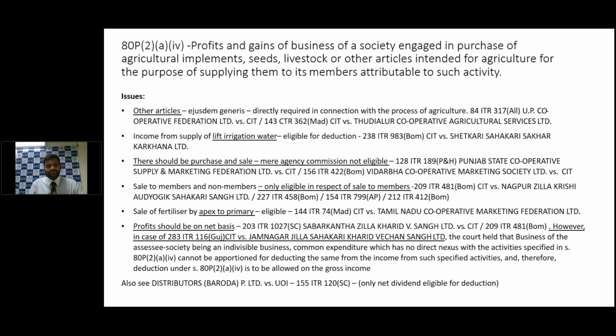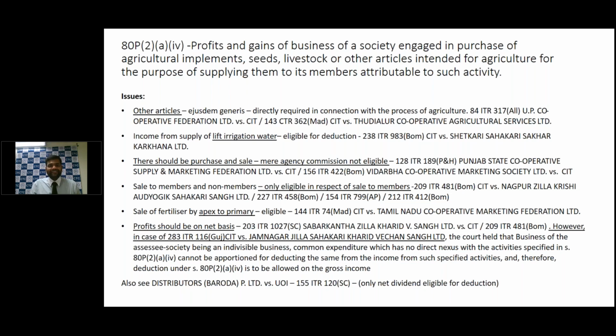The profits and gains of such society is held to be deductible under section 80P(2)(a)(iv). Now, what do you mean by the term "other articles"? The courts have held that the principle of ejusdem generis should apply, and therefore it should be something which is directly required in connection with the process of agriculture.